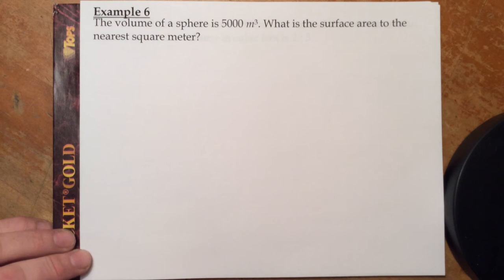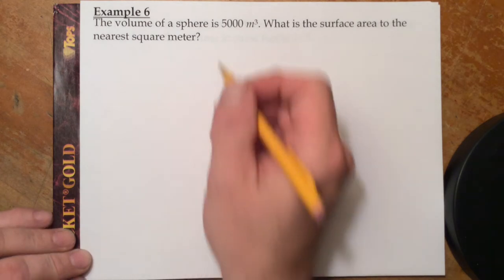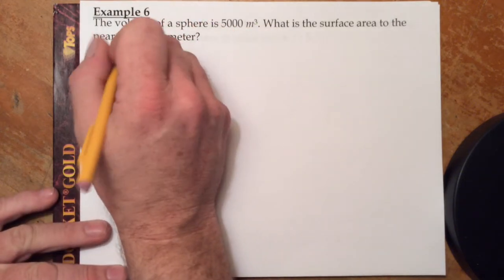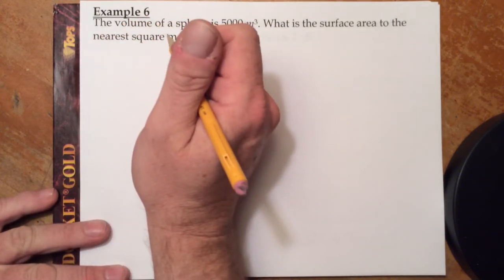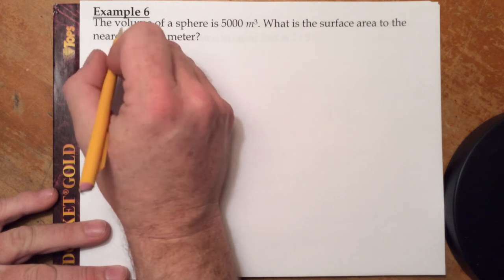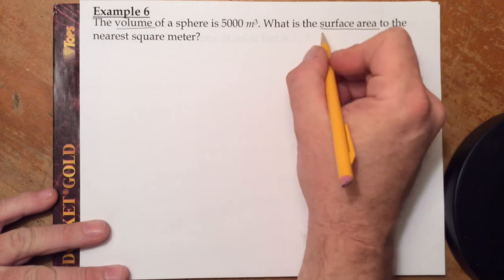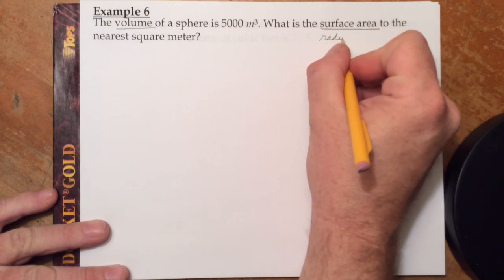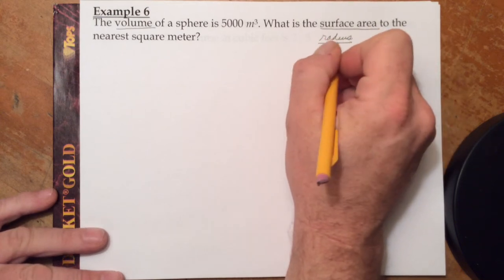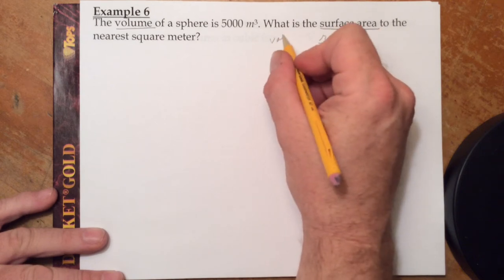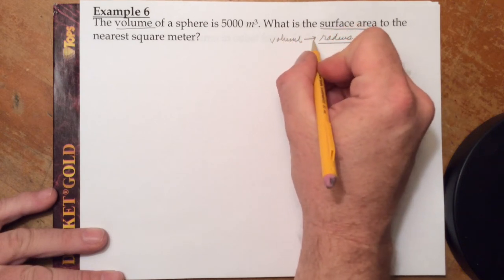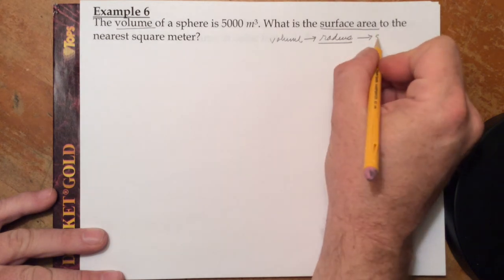Example 6. The volume of a sphere is 5,000 cubic meters. What is the surface area of that sphere to the nearest square meter? So this time, unlike a couple of examples ago when we were going from surface area to volume, this time they give us the volume and they're asking us to find the surface area. So again, we're going to go through the radius. That's going to be the key. They give us the volume, find the radius, and then we're looking for surface area.